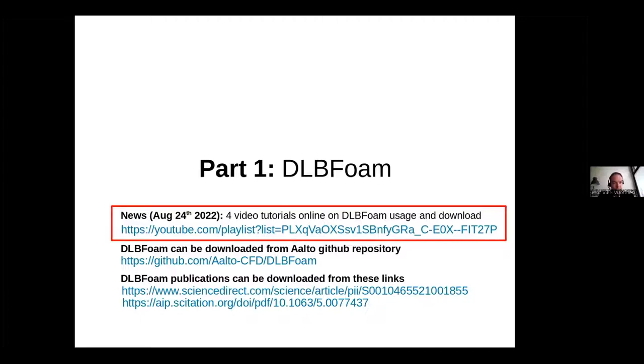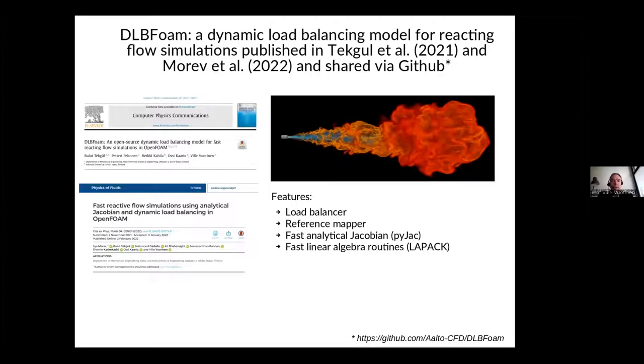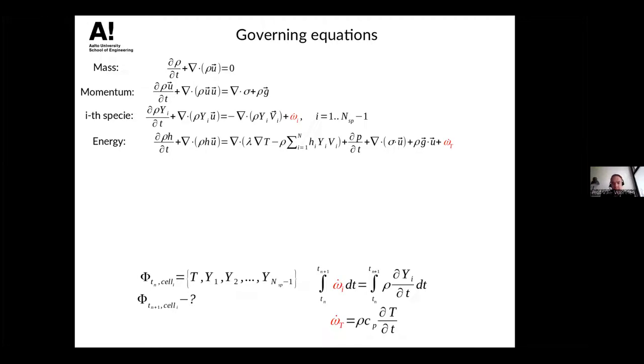And DLBFoam can be downloaded from the GitHub repository. It is published in two journal publications, in Computer Physics Communications and Physics of Fluids. The Physics of Fluids paper extends the earlier paper. So DLBFoam is a dynamic load balancing model for reacting flow simulations. And it features a load balancer, a reference mapper, a fast analytical Jacobian evaluation thanks to the pyJac library, and fast linear algebra routines via LAPACK. And I will talk about these topics next.